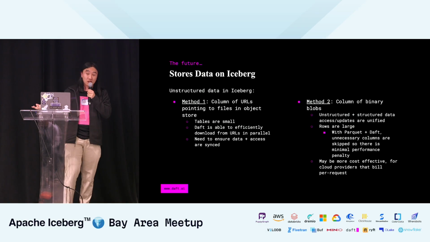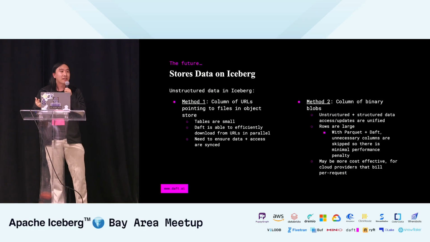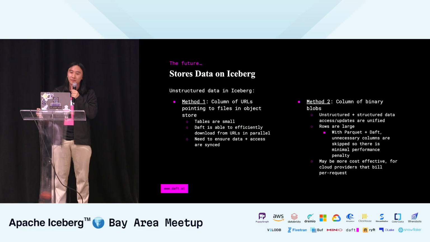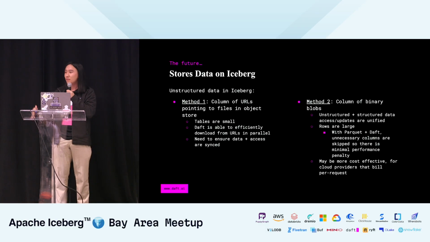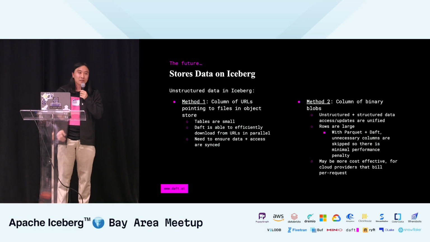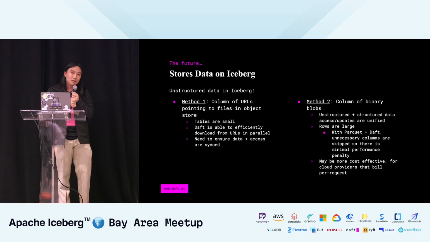So, in terms of unstructured data, there are two methods that we see people store them. The first one is if you have a column of URLs that point to some files in an object store, and that's the demo that I gave today, right? The benefit of this is that your tables are small.